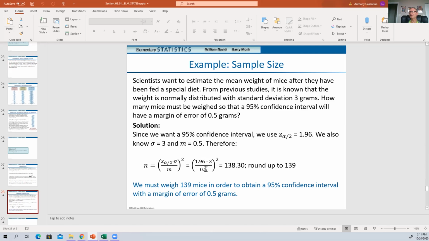When you plug that in, you get a number a little bigger than 138. And you always round up, to make sure that you're a little bit above your margin of error instead of a little bit below.